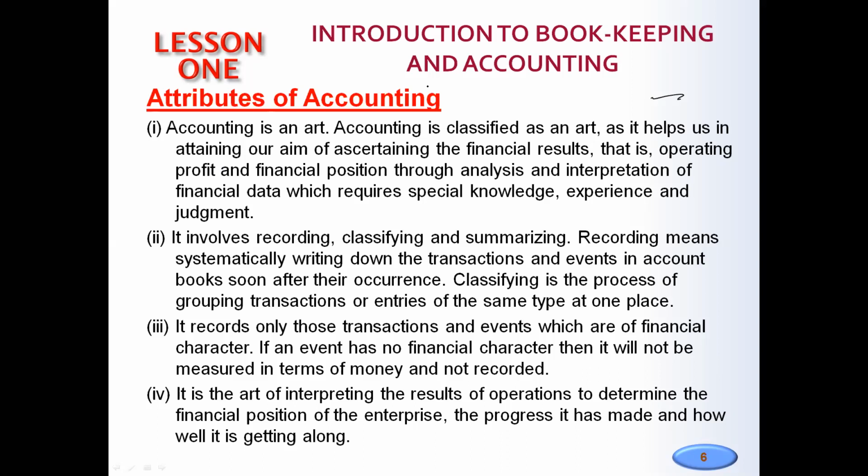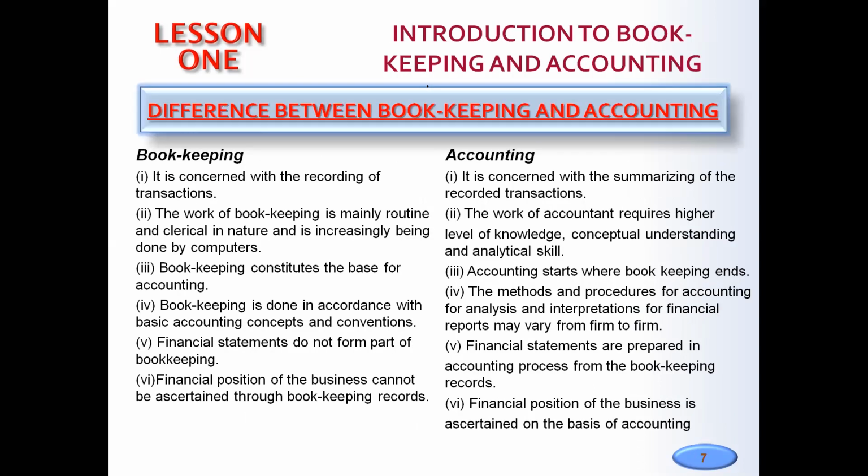Then number three, from the above definition, we see that it records only those transactions and events which are of financial character. I said earlier on, anything that does not have financial nature is not recognized in accounting. If an event has no financial character, then it will not be measured in terms of money. Then it will not be recorded because it cannot be quantified. So accounting basically is interested in money. Then number four, it is the art of interpreting the result of operation to determine the financial position of the enterprise, the progress it has made, and how well it is getting along. Now, after putting all of this information together, the idea is to interpret it to the users of those information so that they can see the progress and how well the company is doing.